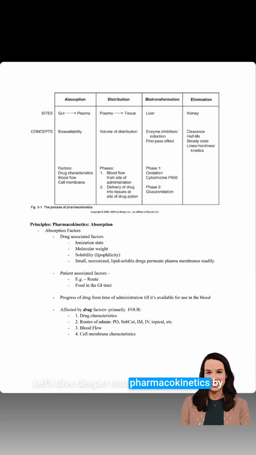Let's dive deeper into pharmacokinetics by examining how drugs move through the body. This process begins with absorption, where drugs enter the bloodstream through various sites, primarily the gut to plasma. Distribution follows, as drugs move from plasma to different tissues. The liver plays a crucial role in biotransformation, while the kidneys are primarily responsible for elimination. Each of these processes involves important concepts like bioavailability, volume of distribution, enzyme interactions, and clearance rates. Understanding these processes helps us predict how drugs will behave in different patients and why dosing adjustments may be necessary.